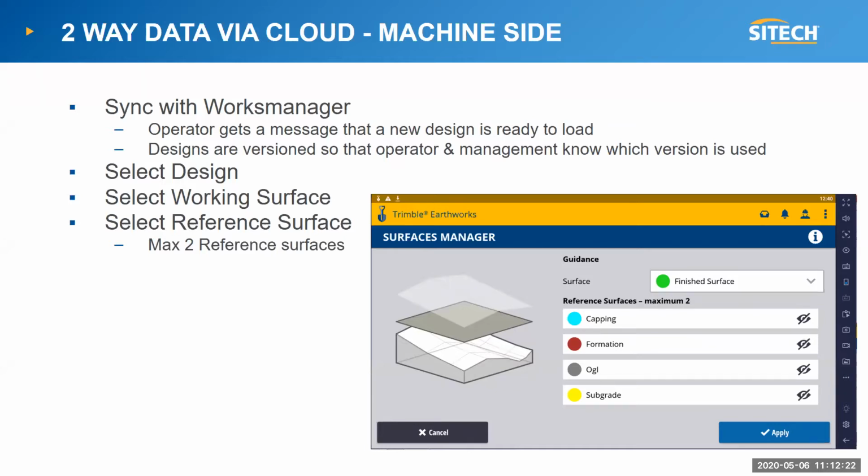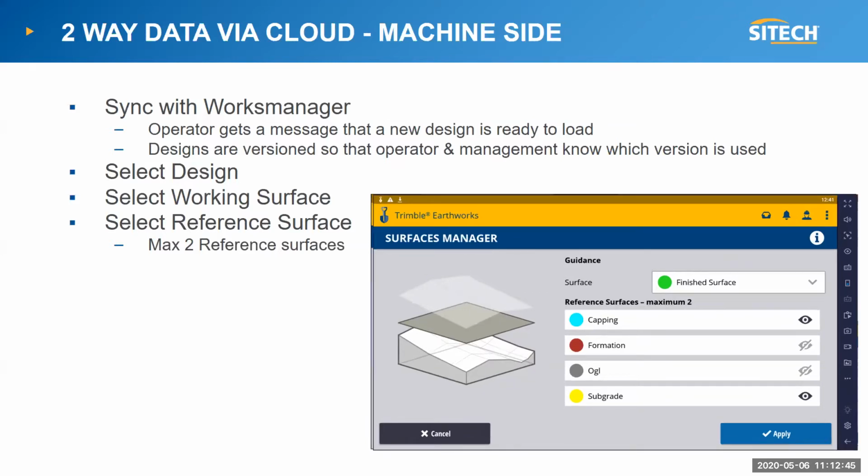No problem. So now we can actually select two reference surfaces. We don't have to have two, we can have only one if we wanted to, but at the moment we only have a maximum of two. It will show you all those surfaces that are there. On the right-hand side, there's an eye icon with a line cut through it, which means these are not being shown. If I want to show capping and subgrade, I tap on them, it opens the eye, and I'm going to have my finished surface as my cut fill surface and show the capping and the subgrade beneath that.